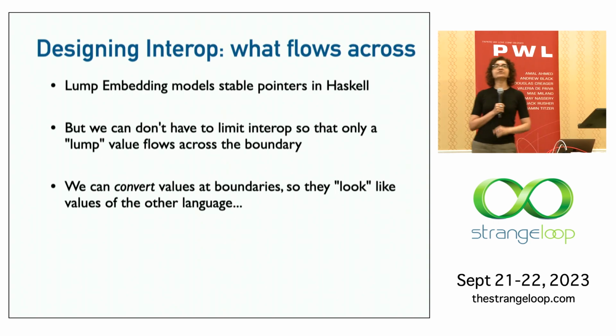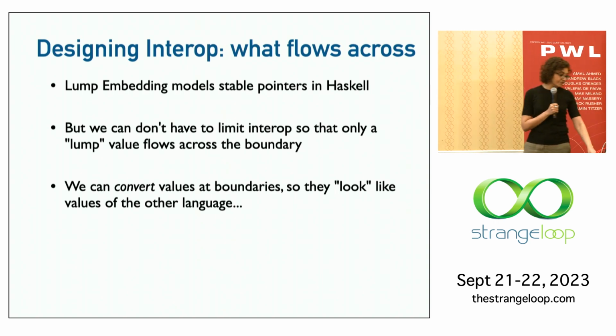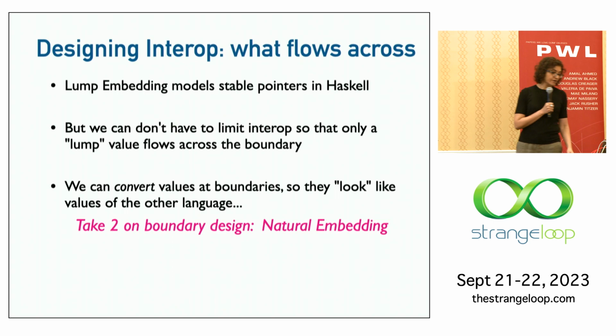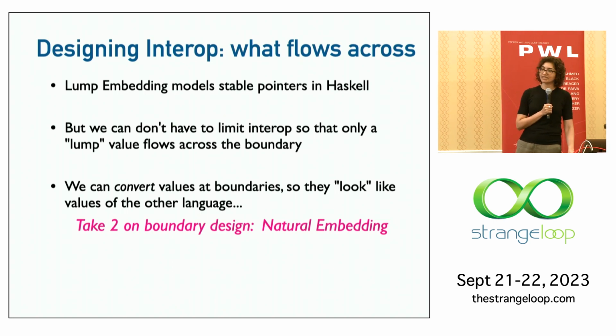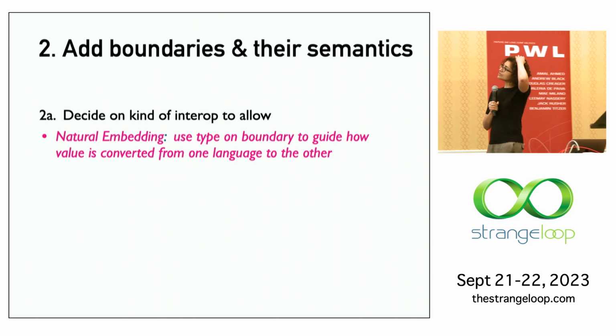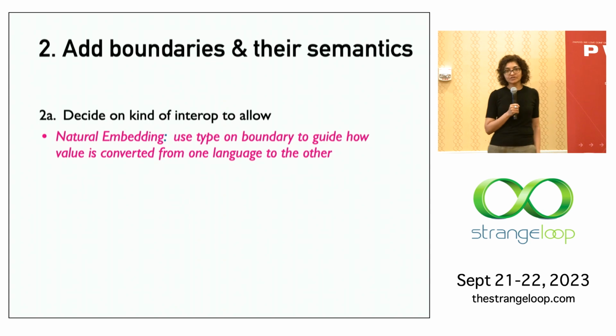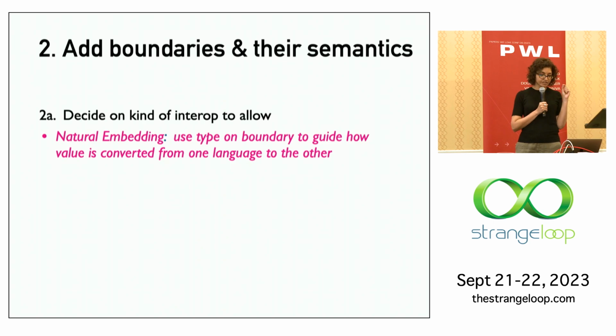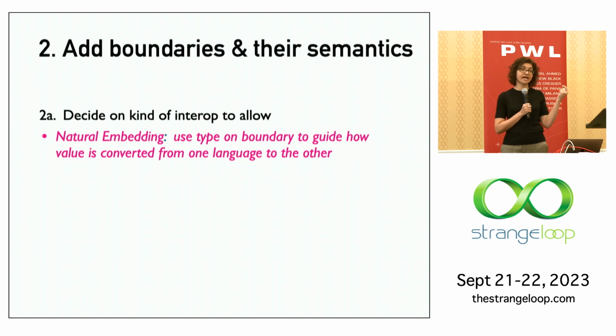So basically what we're going to try to do is convert values from one language to the other so that they look like values of the right shape or type. Okay, so they call this the natural embedding. Do the natural thing in terms of converting. Remember step 2a was to decide on what kind of interop you want to allow. Well, this time natural embedding is going to say, use the type annotation on a boundary to guide how the value is converted from one language to the other. So I already said this. If something has an int sitting on a boundary, then just convert the integer from one language to an integer in the other language. In this case, I'm just going to change the color, right?